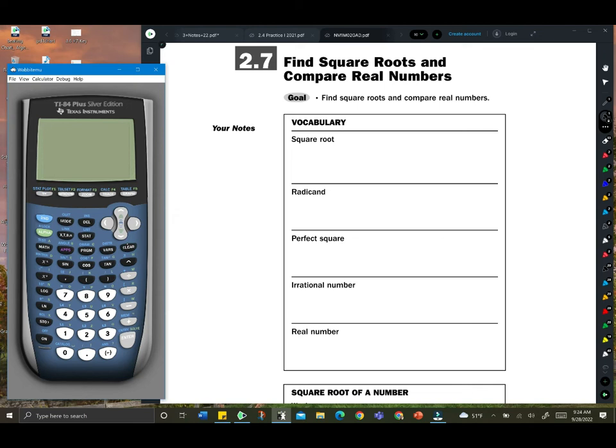All right, Algebra 1A, and welcome to Lesson 2.7. Today, find square roots and compare real numbers. On the square roots, we got a few things going on here.